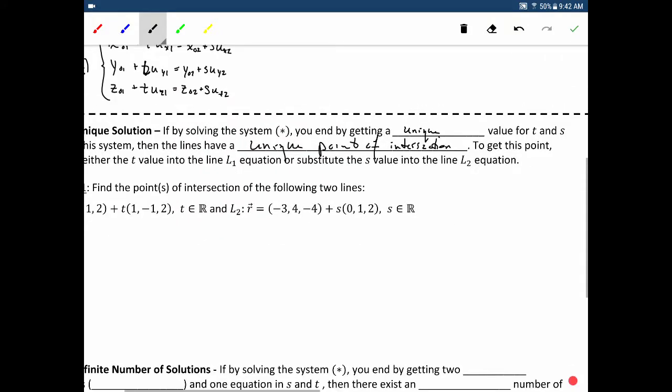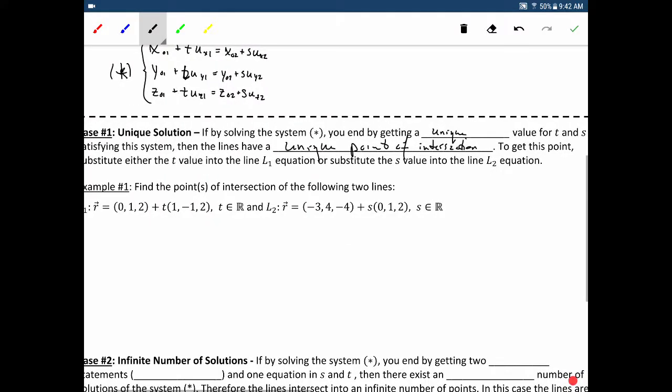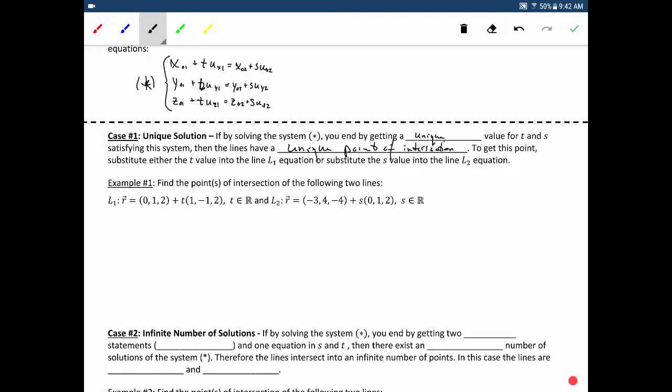Okay. So to get this point, we substitute either t value into line L1 or substitute the s value into L2. You should get the same answer, of course, because that's the whole point, is that this is the point that lies on both lines. Okay. So we're going to take a look at this example here.